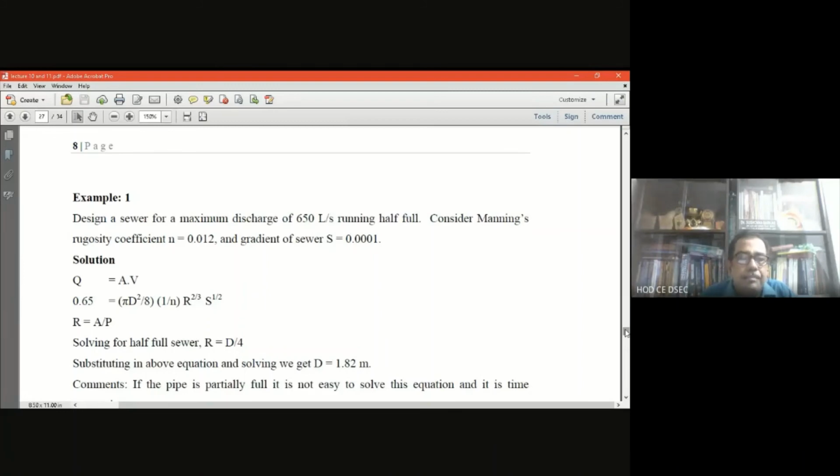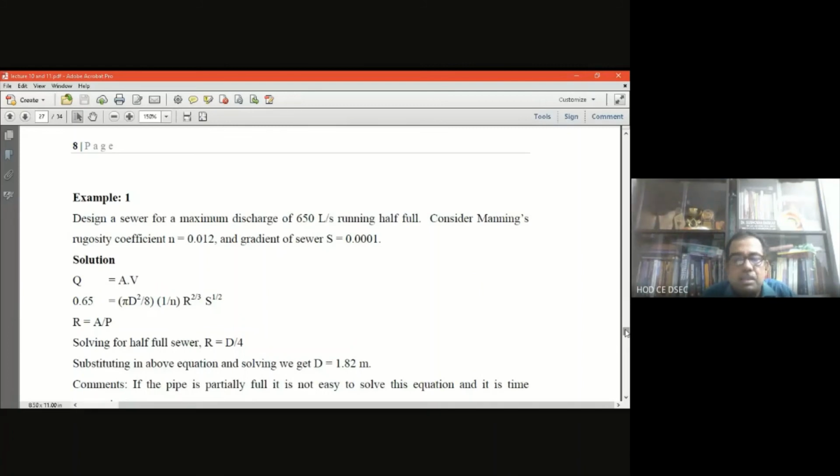Now what is A? The circular cross section area is pi d square by 4, but since it is given as running half full, we are talking about the cross section area of the flow, not the pipe. So pi d square by 4 divided by 2 is pi d square by 8. So this is one part. Now what is V? Manning's formula gives us V equal to 1 by n R to the power 2/3 S to the power half. So R is A by P.